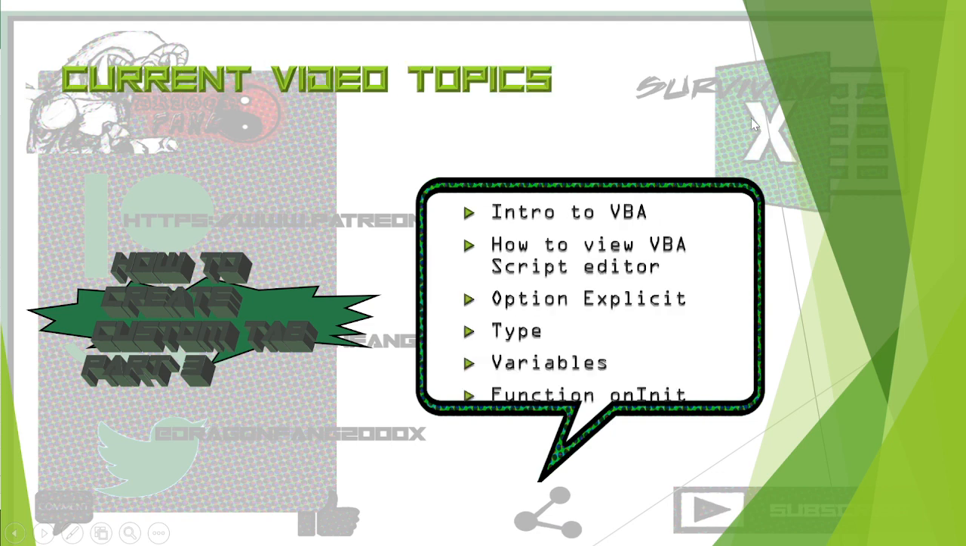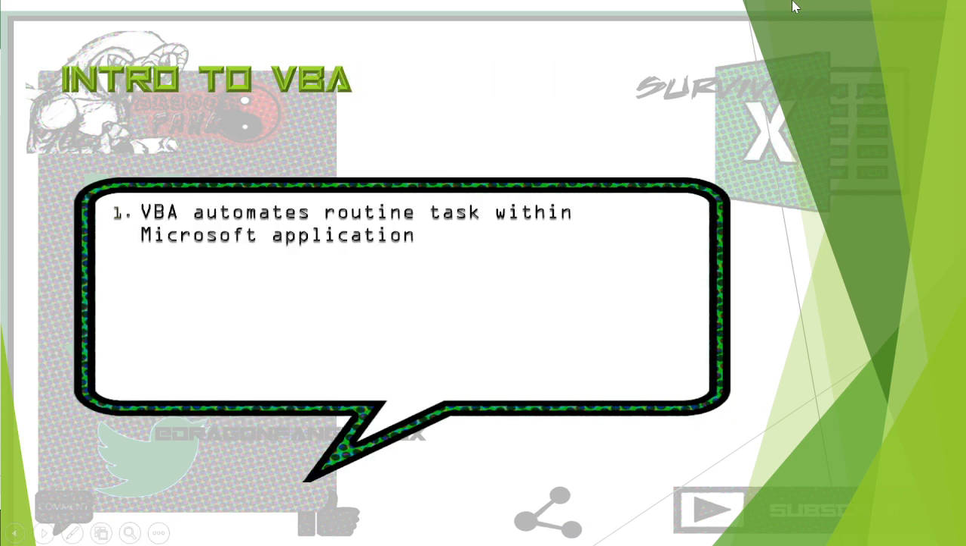So we're going to dive in a little bit deeper by talking about what is VBA and how to view the VBA script editor, as well as talk about some parts of VBA like option explicit, what are types, variables, and then we're going to talk about a particular function that we're going to create called on a net.